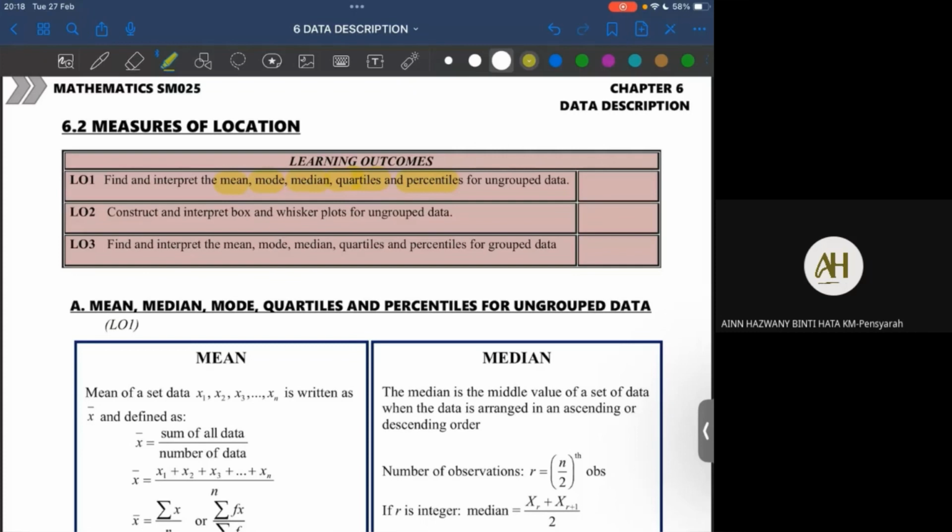Box and whisker plots, I think this is something new for you. Box and whisker plot is only for ungrouped data. The third learning outcome, we will find the same things, mean, mode, median, quartile, percentile for grouped data. So this is for ungrouped data, and this is for grouped data. So let's see the first one.